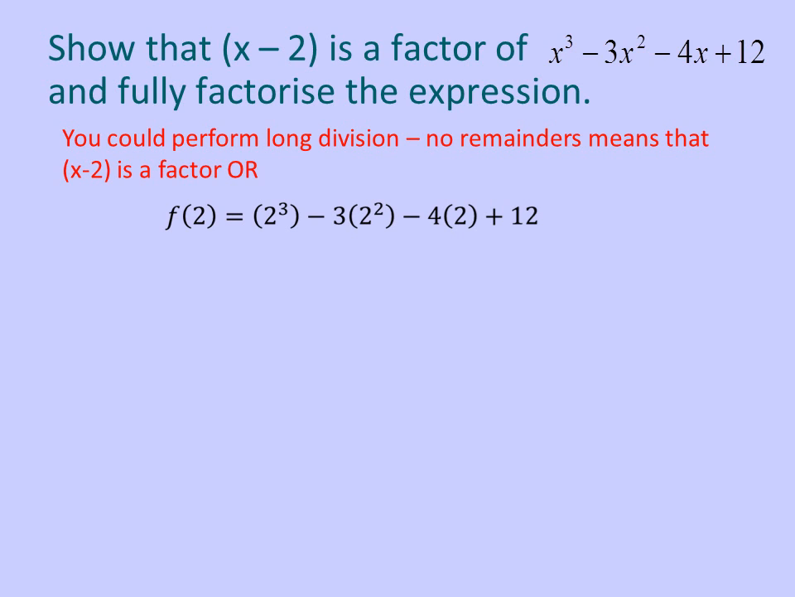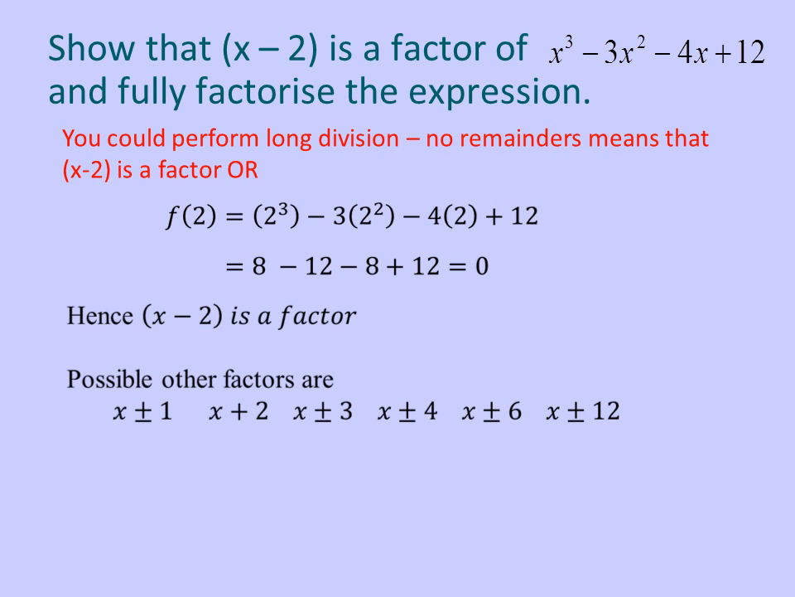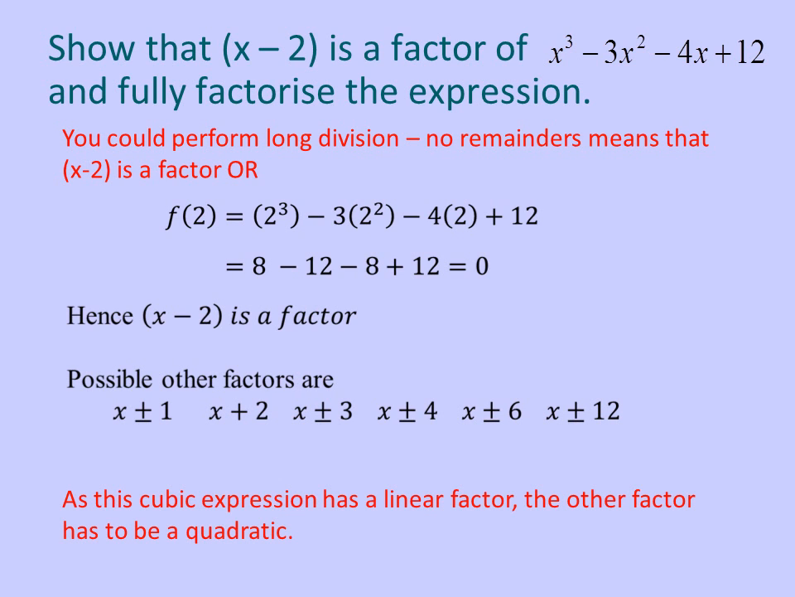However, if we substitute in plus 2 into the cubic, 2 cubed minus 3 times 2 squared minus 4 times 2 plus 12 gives me 8 minus 12 minus 8 plus 12, which equals 0. Hence, x minus 2 is a factor. The possible other factors are x plus or minus 1, x plus or minus 2, x plus or minus 3, x plus or minus 4, x plus or minus 6, x plus or minus 12. These numbers have been selected because they are all factors of 12, which is the constant in the cubic. As this is a cubic expression, and I've already found a linear factor, x minus 2, the other factor has to be a quadratic.